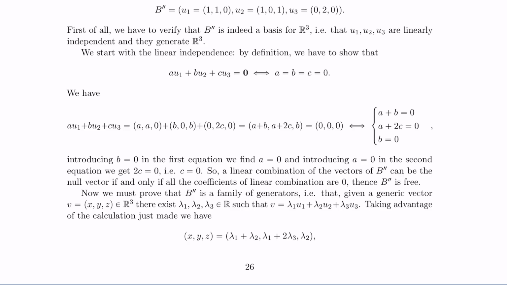Now the only thing that remains to be proven is that B second is a family of generators. That is, given any generic vector v of R3, there exist three scalars lambda 1, lambda 2, and lambda 3 belonging to R, such that v can be written as this linear combination with vectors u1, u2, and u3. By performing the computation, we have that the vector v written as x, y, z must be equal to this vector here.